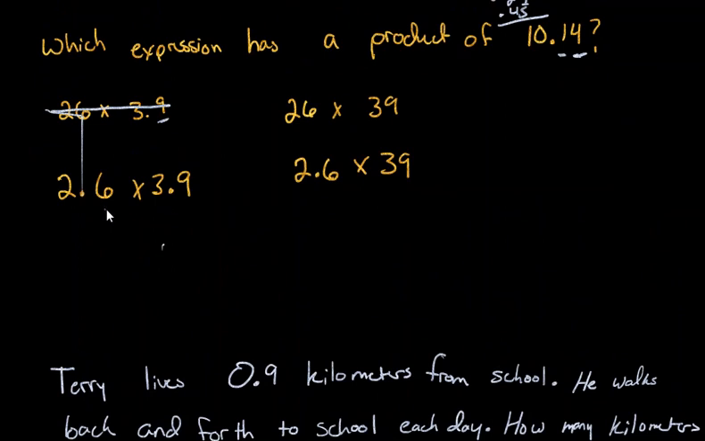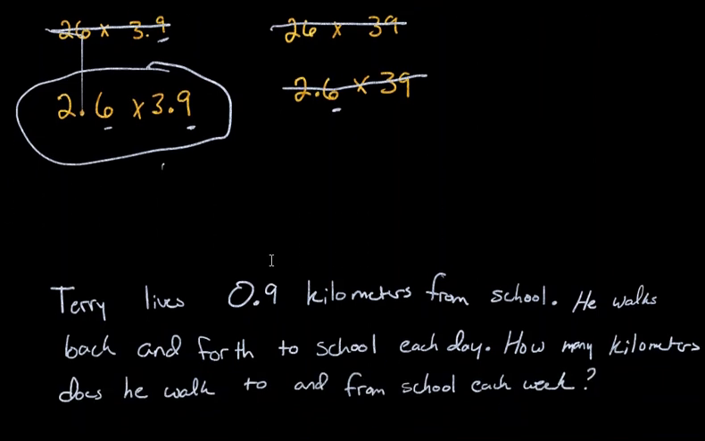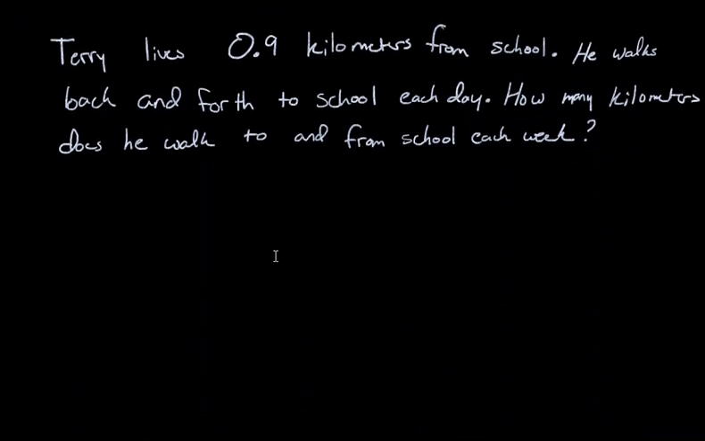This problem right here has 2, so it can be this. This problem right here doesn't have any. This problem right here only has 1 to the right of the decimal. So my only possible answer is 2 and 6 tenths times 3 and 9 tenths equals 10 and 14 hundredths. Guys, all I had to use was my knowledge about the decimals to determine my product. I didn't have to work anything out. So let's move on to our last question.